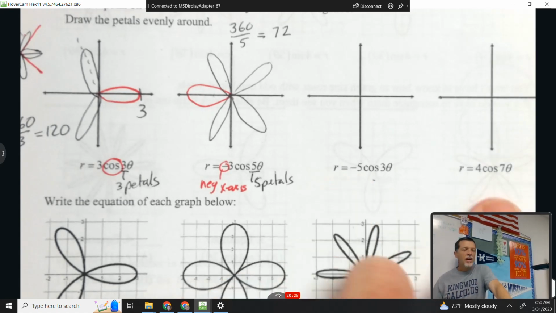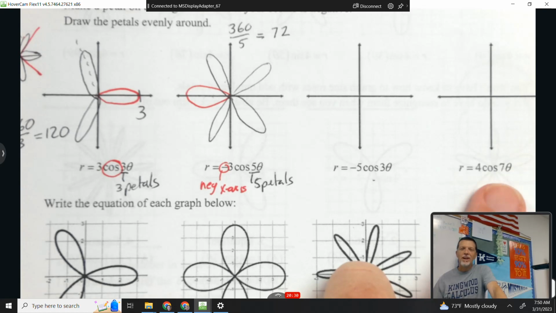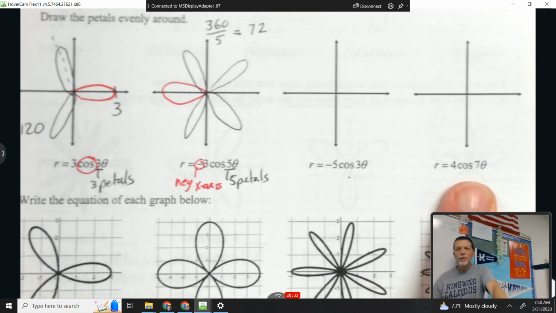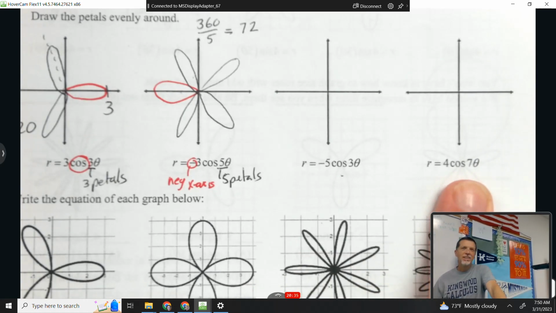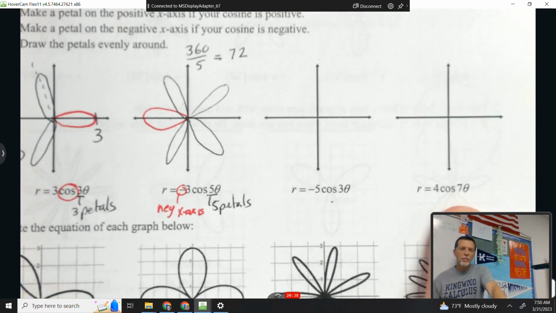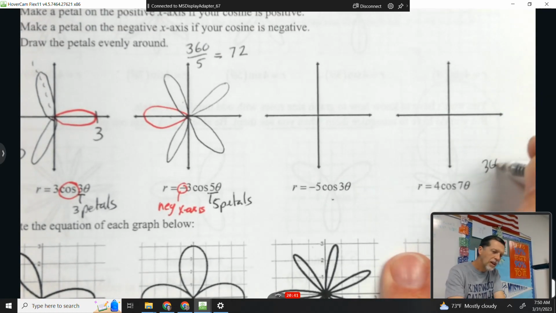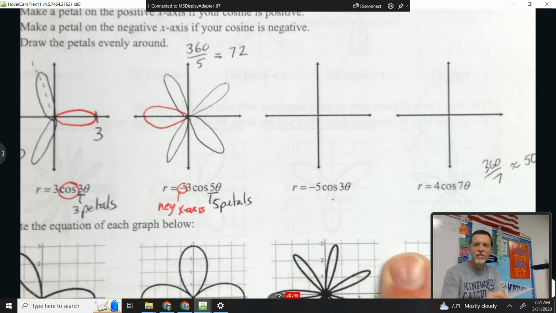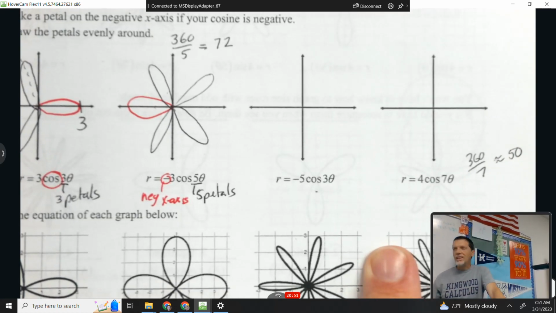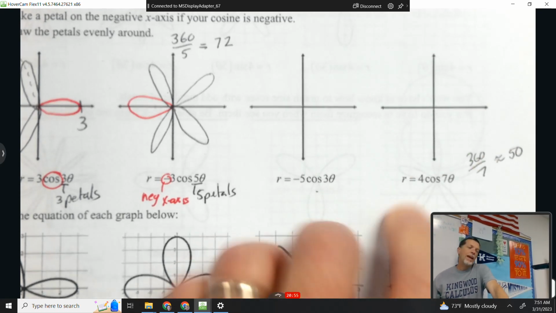This last one, how many petals will it have? 7. And where will the first one be? Positive x-axis. And then spacing 7 petals is a little bit weird, but 360 divided by 7, well, 350 divided by 7 is 50, so 50-ish. Again, no one's going to be measuring these, so as long as you're in the ballpark, people can eyeball them and be fine.